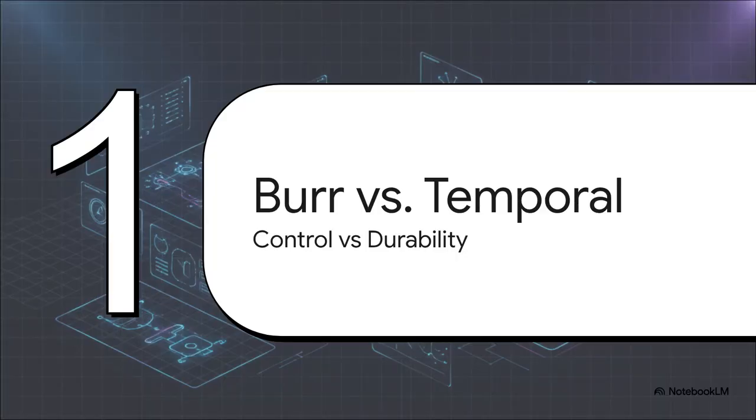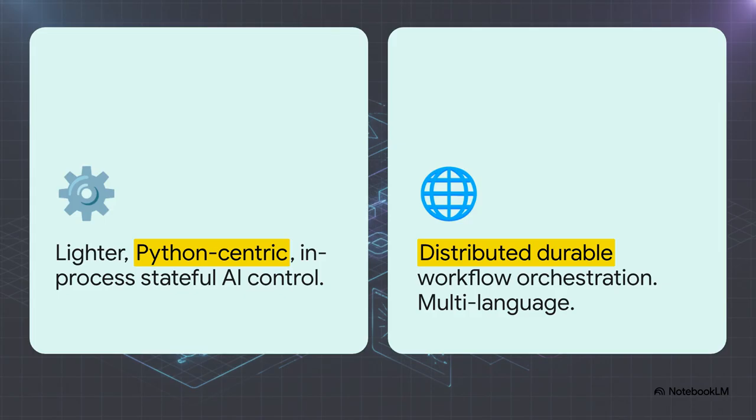Burr versus Temporal, in-process control versus distributed durability. Let's shift our focus over to workflow orchestration. So Temporal is an absolute powerhouse for asynchronous event-based orchestration. We're talking distributed, durable workflow execution with massive platform-level guarantees across multiple languages. If you're building generic, large-scale, long-running microservices, Temporal is the gold standard. Burr, however, is much lighter. It's Python-centric, runs in process, and is laser-focused on stateful AI and developer-controlled graph logic. Burr isn't trying to be a heavy-duty multi-language infrastructure platform. It's trying to be a precise, perfectly inspectable state machine for decision workflows.